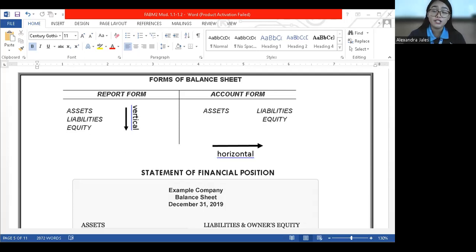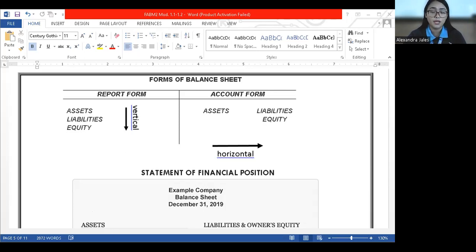So we will finish the report and account form of your statement of financial position. Take note that that should be on Excel. Your sample blank sheet is just a basis for your Excel, okay? You could use that when you are making your mini task on Excel. So again, we are going to prepare your statement of financial position.